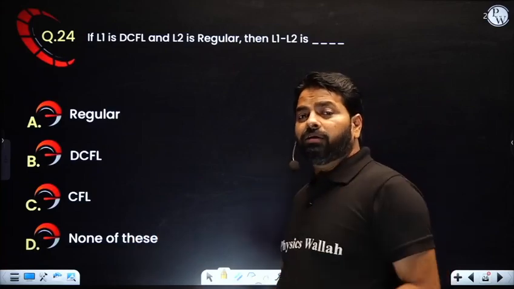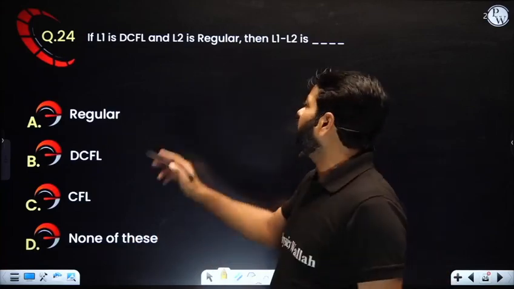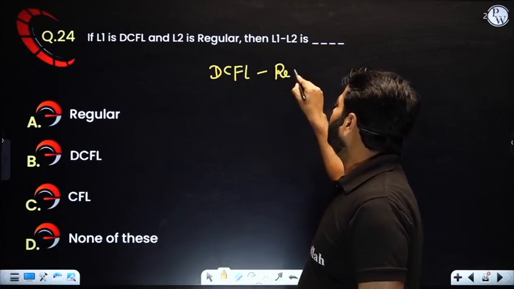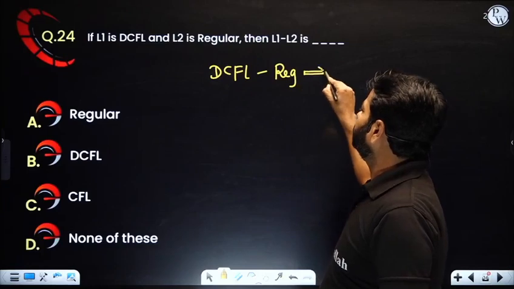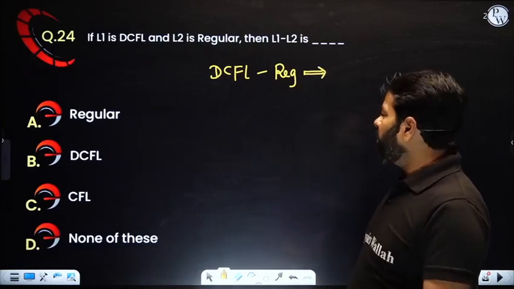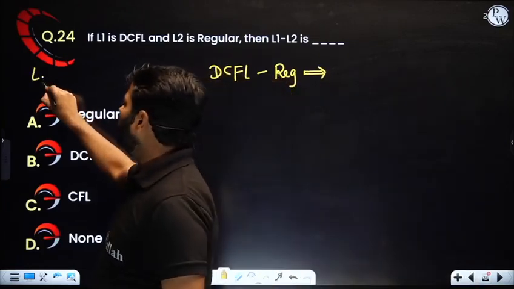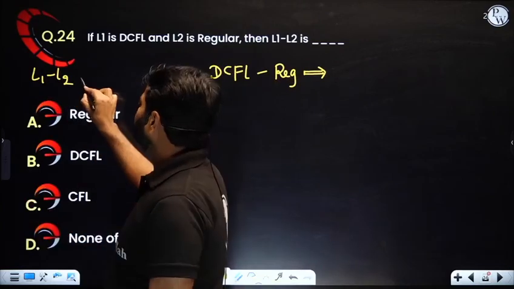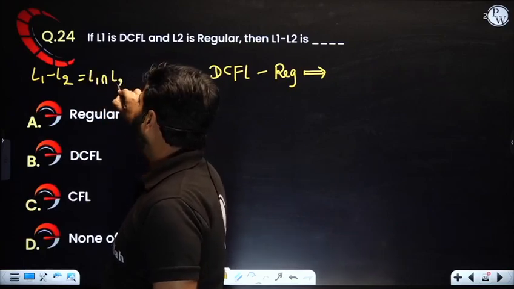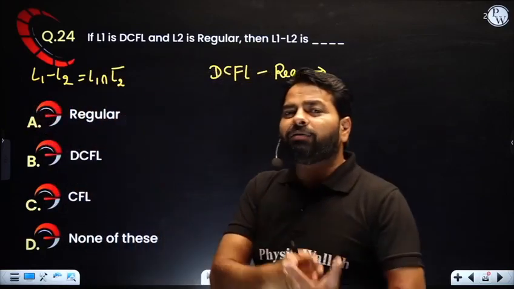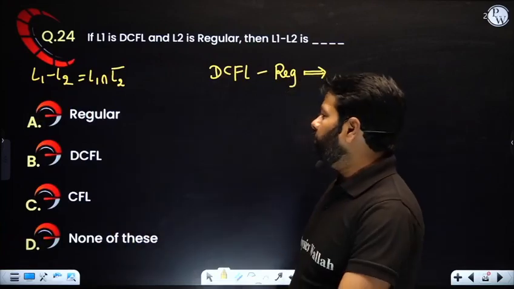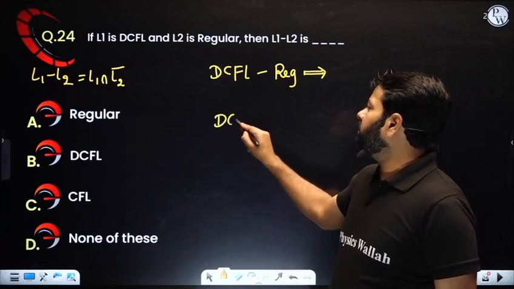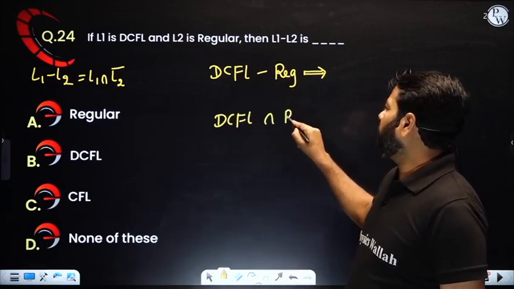DCFL minus regular. Here you are doing subtraction with regular, so you should be very careful. What happens? The same L1 minus L2. Remember this point? L1 minus L2 means it's only L1 which is not in L2, which is same as L1 intersection L2 complement. So outside the L2, what is common with L1? That's only L1 portion. Okay, and remember this point. Now I am writing DCFL minus regular means DCFL intersection regular complement.